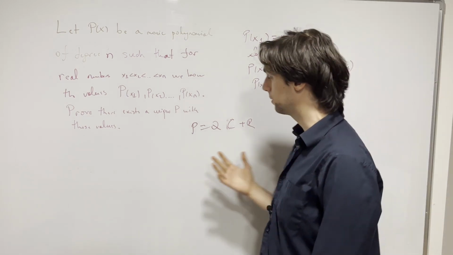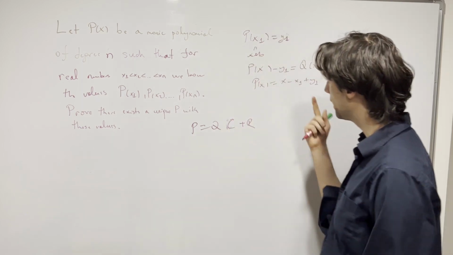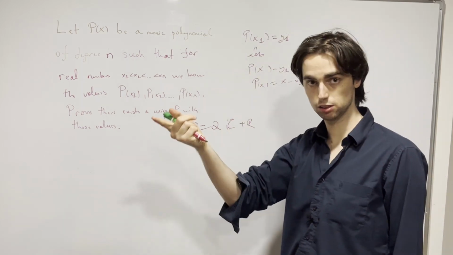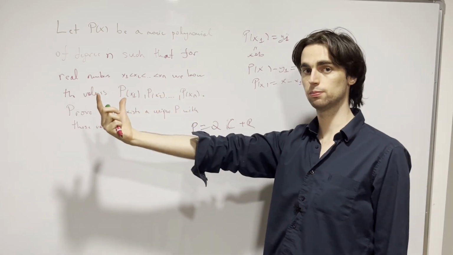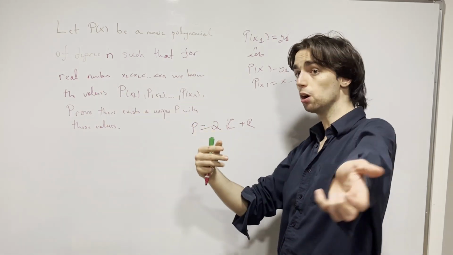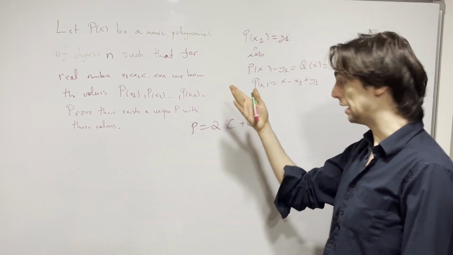Now, how can I go from p of x with n of these values to n minus 1 of these values? That's the big question. Pause for 10 minutes, figure out how. And here's the next step.